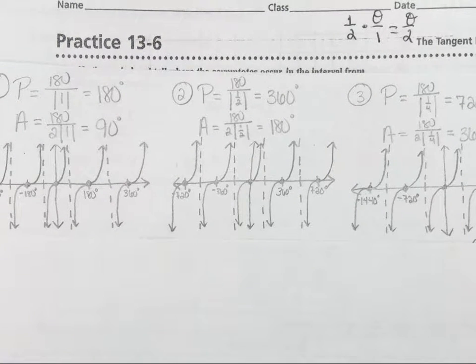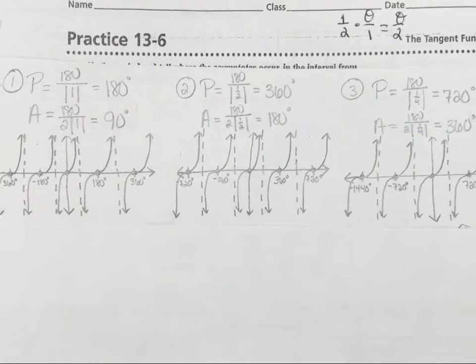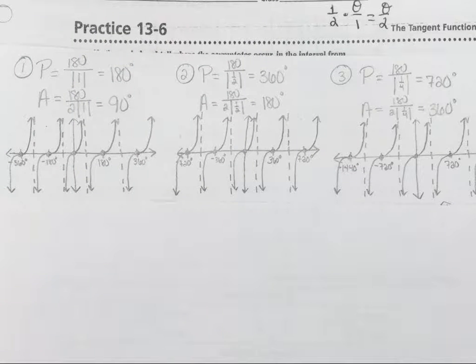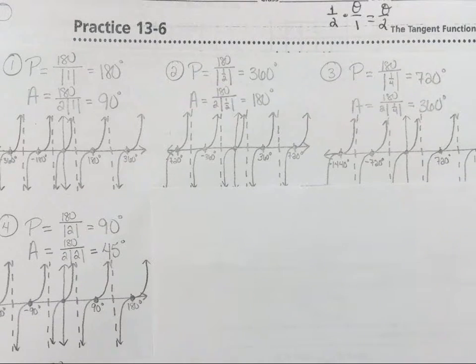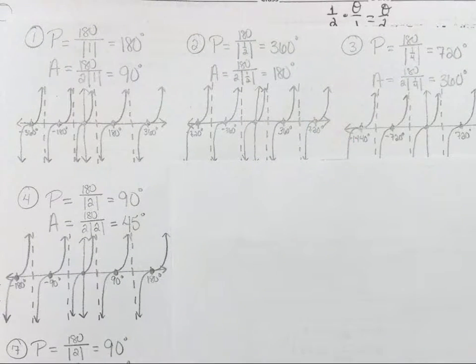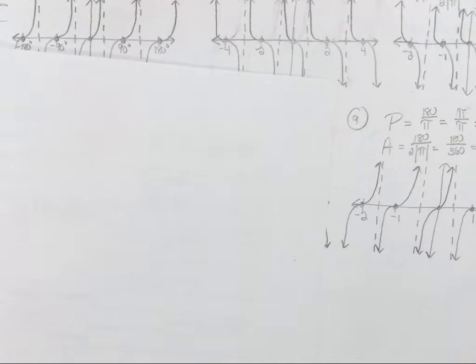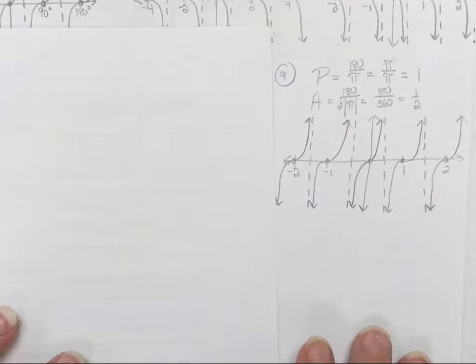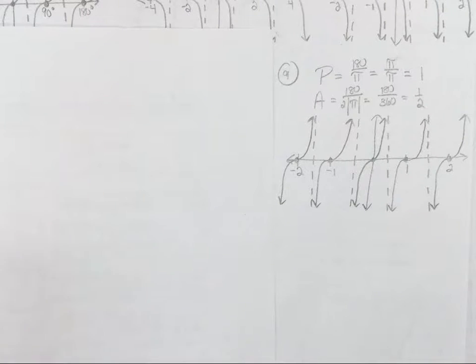All right, guys, there's 1, 2, and 3, if you want to check your answers on those. All right, there's number 4. You want to check your work on 4? There's 4. All right, guys, there's the last one, number 9. If y'all want to check your work.